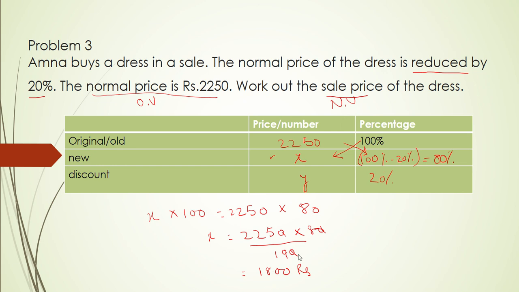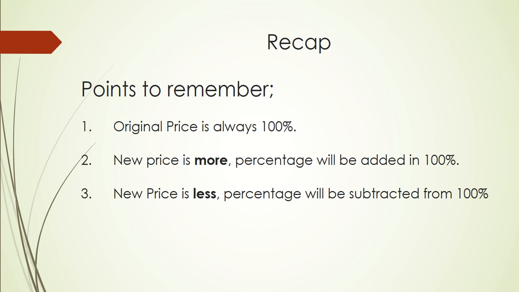Have you observed that it was very easy if we know the old value, the new value and the discount or tax, whatever increase or decrease. If we know when we have to subtract and when we have to add, then percentage problems will never be an issue. Let's do a recap. What you have to remember: the original price is always 100%. If the new price is more, the percentage will be added to 100%. If the new price is less, the percentage will be subtracted from 100%.